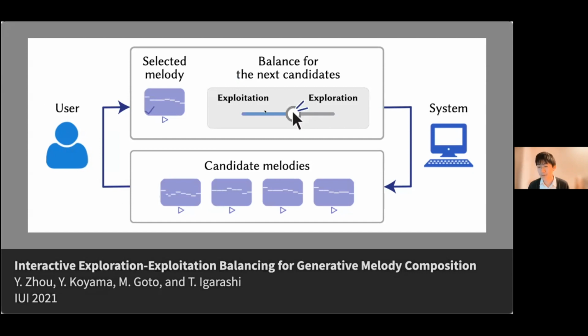And the next one is a follow-up work of the previous generative model melody composition project. In this work, from the HCI viewpoint, we investigated the effect of allowing users to manually control the exploration-exploitation balancing in Bayesian optimization. The user study suggests that this additional control for the user can help improve the user engagement in this design session.